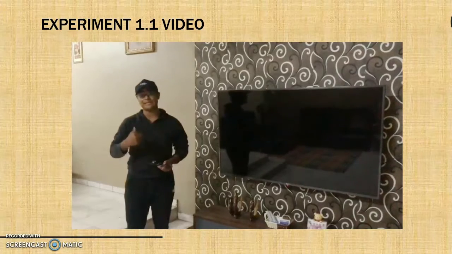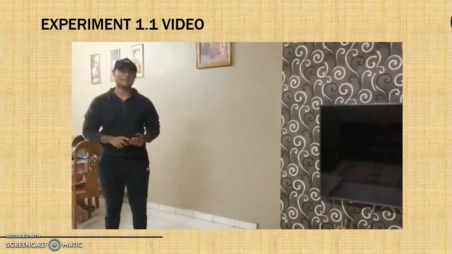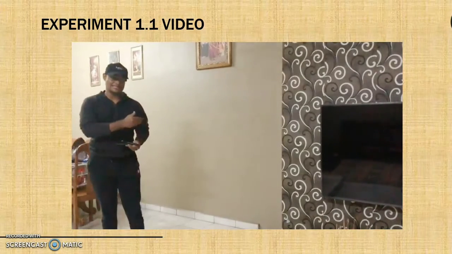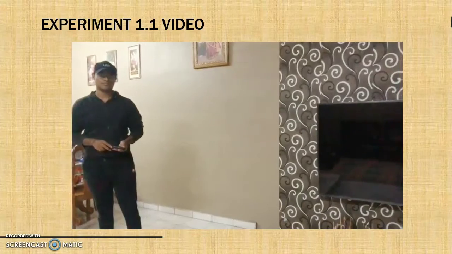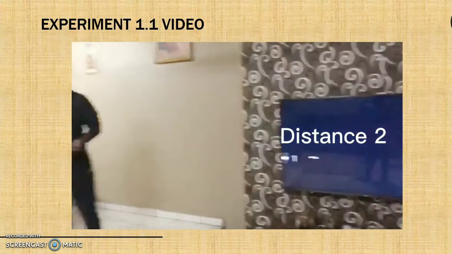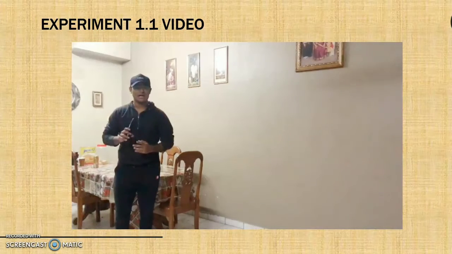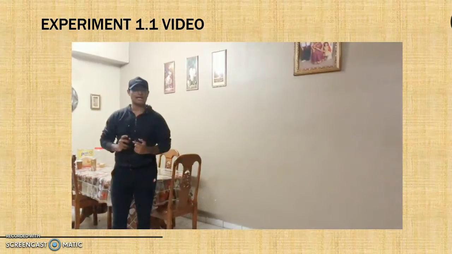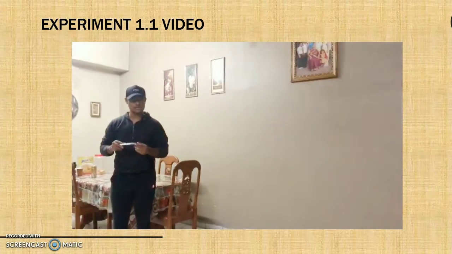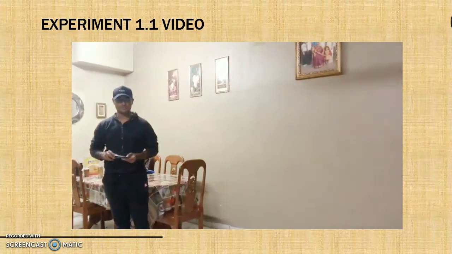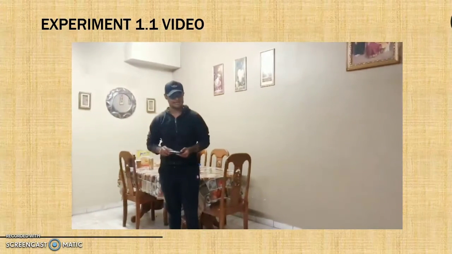Next, I'm going to repeat the experiment by going further away. Okay, this is repetition 2, and this is how far I am from the TV, and I'm going to try now. And it's working, and it's still detecting. This is repetition number 3, and my distance from the TV is even further. Right now I'm going to check using the remote control. And yes, it's still working.